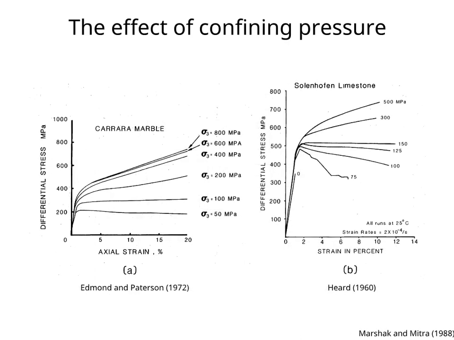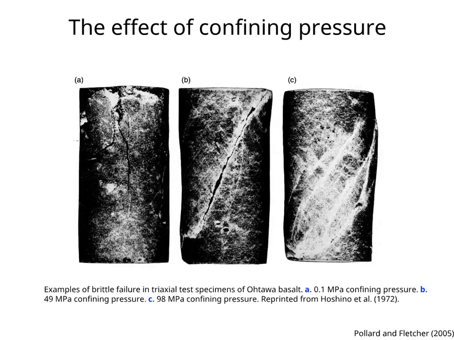This is another example for marble and limestone. In the marble, the strength increases with confining pressure, and the sample exhibits more strain hardening at higher confining pressures. In the limestone, both strength and ductility increase with confining pressure. At low confining pressures, the limestone behaves brittly, and at confining pressures higher than about 100 megapascals, the limestone is ductile.